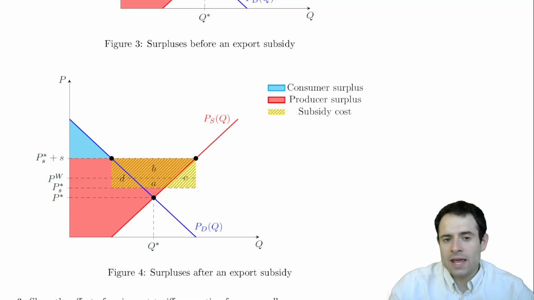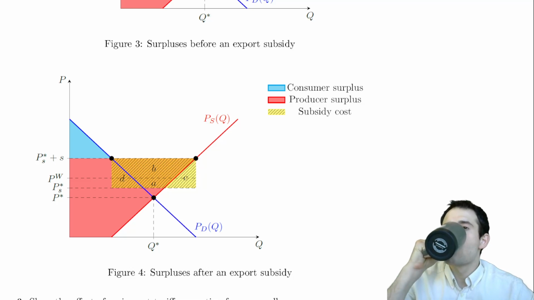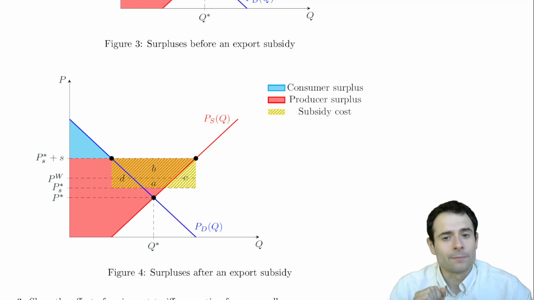The government is paying a subsidy equal to S for each of these units. So the difference between P star S plus S and P star S is equal to S. So this vertical bar here represents S, and there is one subsidy for each unit of the good, and that's how you obtain this yellow rectangle. But remember, this is not a revenue for the government, it is a cost. So this yellow rectangle is actually a negative surplus.